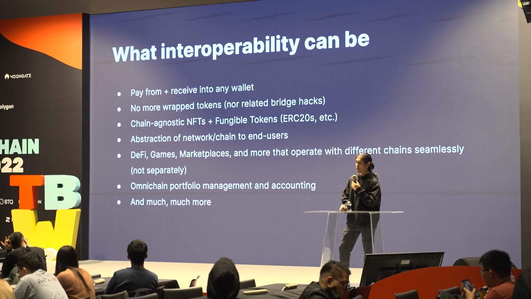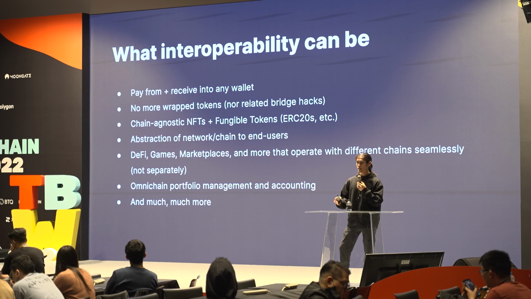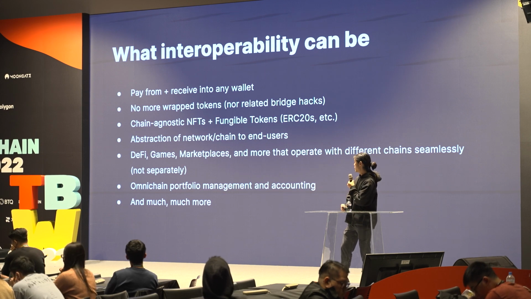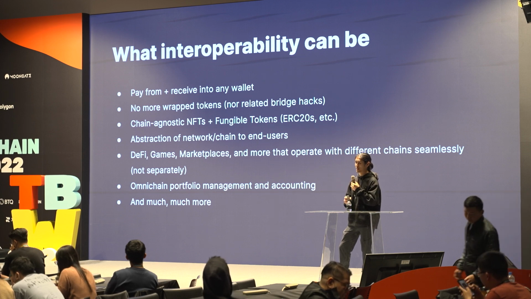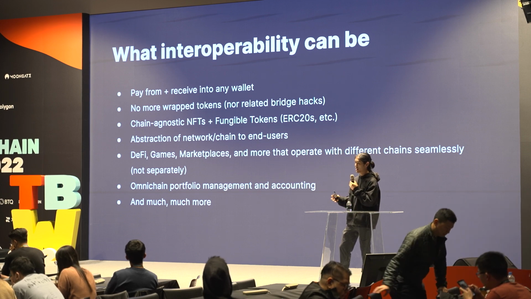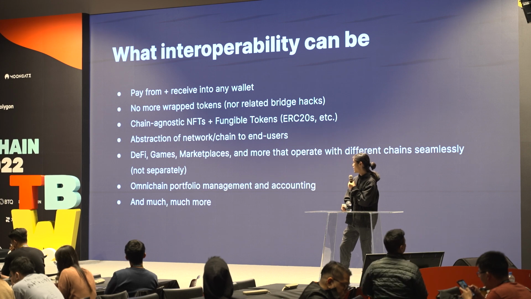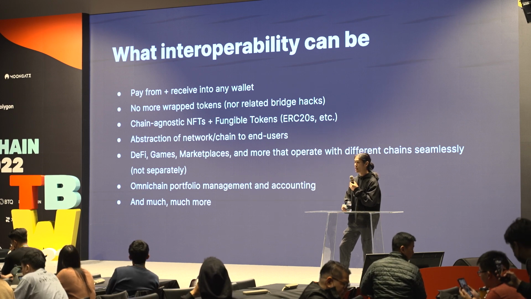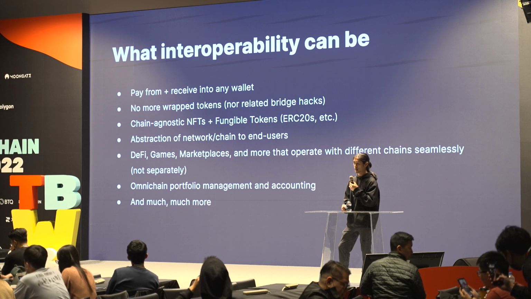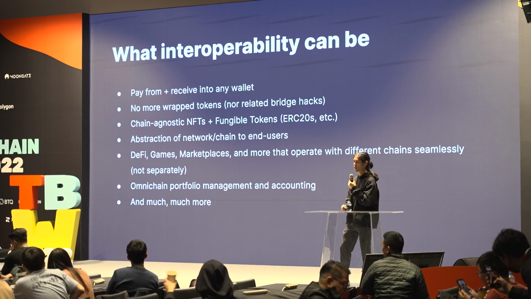And then again, no more wrapped tokens. That interdependency risk is just kind of like a plague on the ecosystem, at least how we think about it. And of course, wrapped can mean a lot of things, but this is mostly just referring to that bridging I was referring to earlier. And then, yeah, chain agnostic NFTs and fungible tokens. So you can imagine NFT collections or ERC20 equivalents that are multi-chain by nature in a decentralized way.